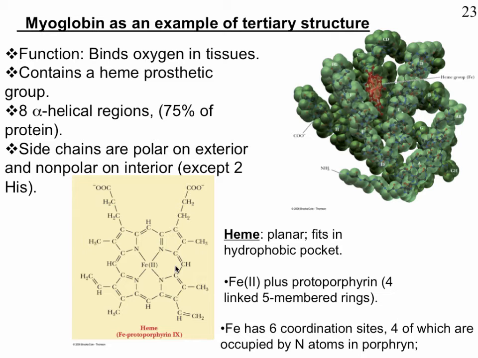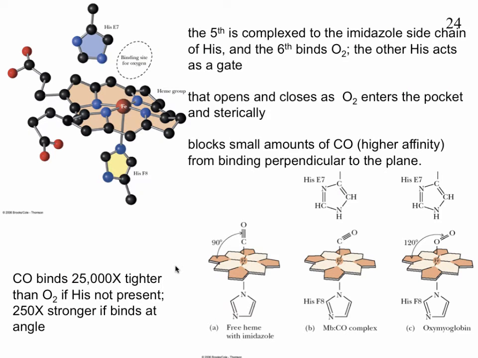So again, the heme is planar. It fits in the hydrophobic pocket, and the heme group is iron that is bound to these protoporphyrin rings, these 5-membered rings. They're all linked together, and then they bind iron. Iron has 6 coordination sites, 4 of which are occupied by the nitrogens from these porphyrin rings. The 5th coordination site is coming from that histidine. So one of the histidines is actually coordinating, or bound, to the iron. And then the 6th is oxygen. The 6th coordination site is where oxygen binds to iron.